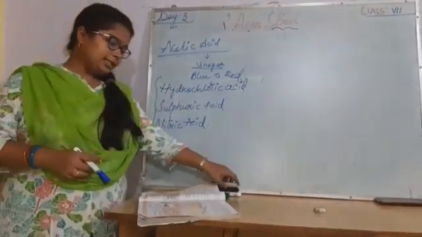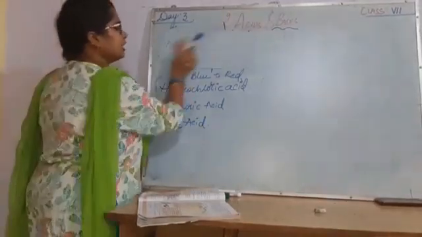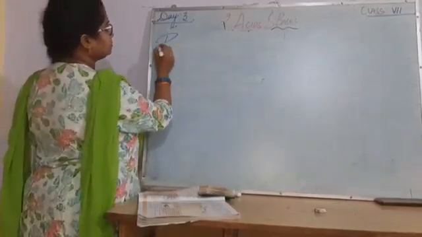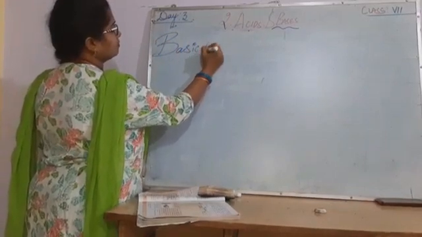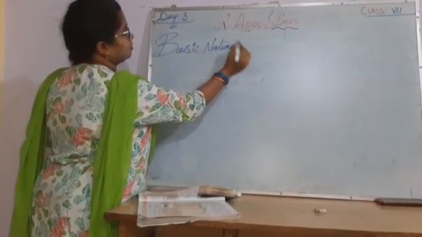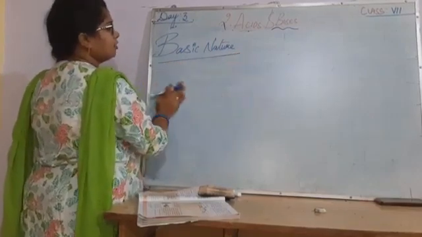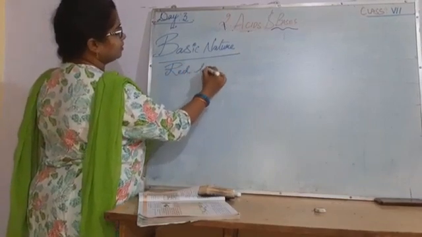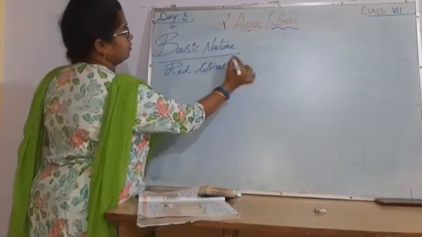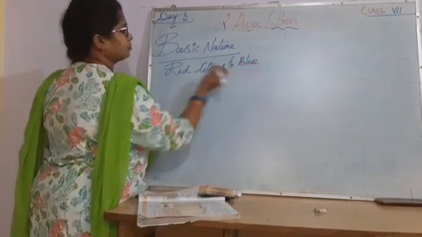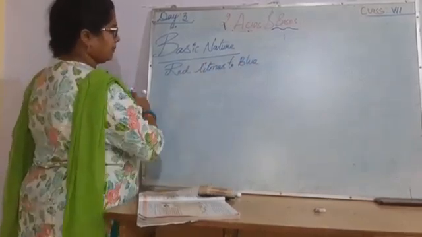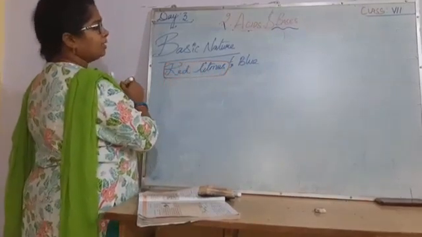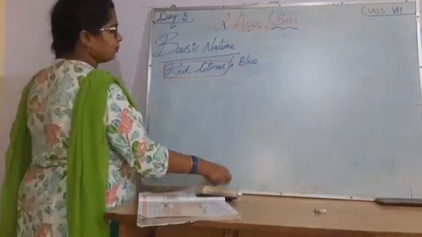Next, basic nature. The substances which turn red litmus paper to blue are basic in nature, and they are soapy to touch.